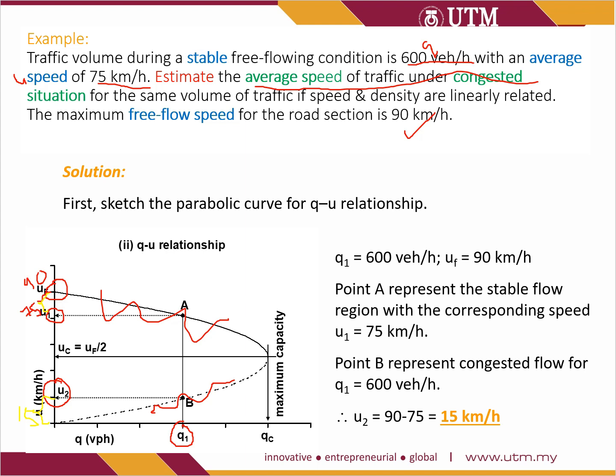So it's much easier for you to calculate when you understand how to use this graph. If not, then you can go for the calculation part. But this is the best way for you to show it. The same thing actually: the free flow is the average speed, and during the traffic under congested conditions it is 15 kilometers per hour.